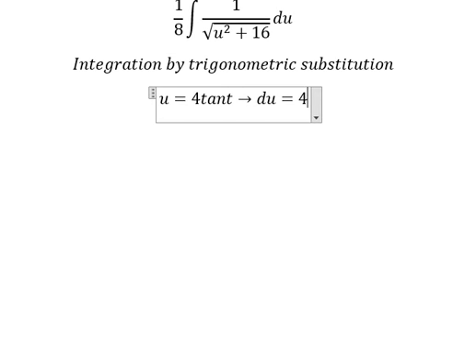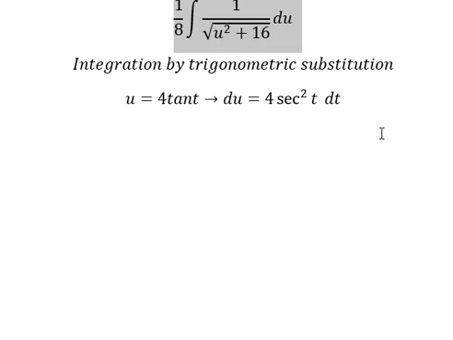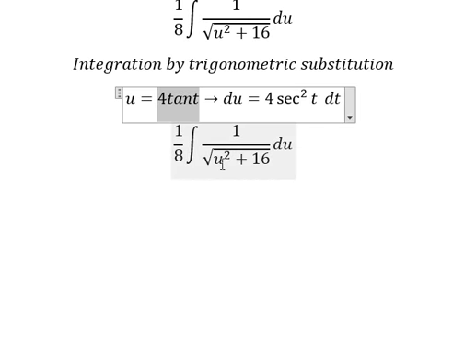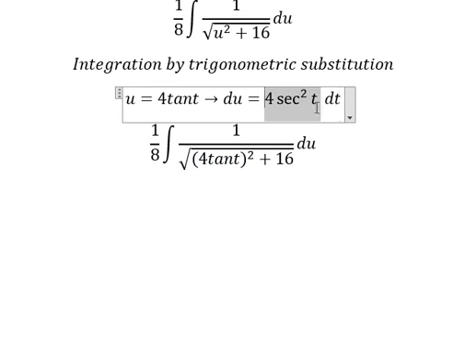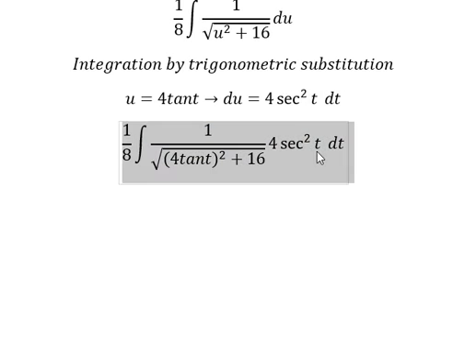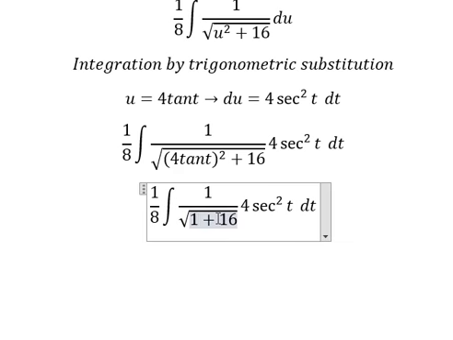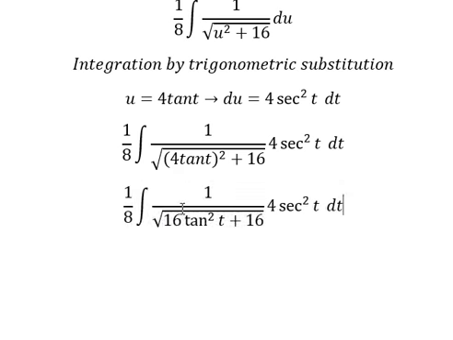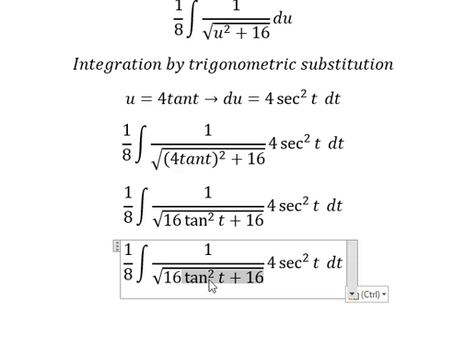So du we have 4 secant of t square dt. So I will put this one in here. Du we change by this one. So we have 16 tan t square. Number 16, we can do factorization.